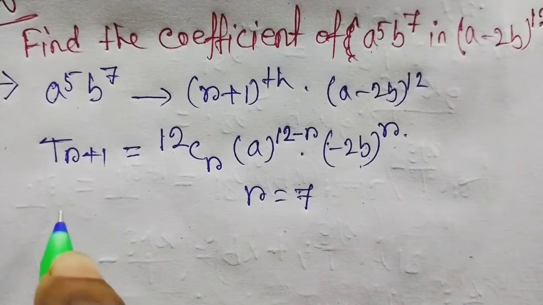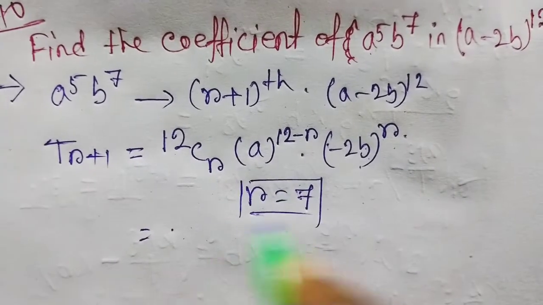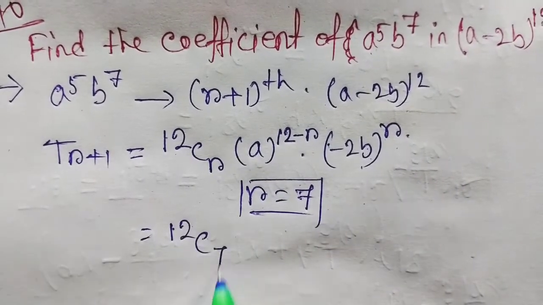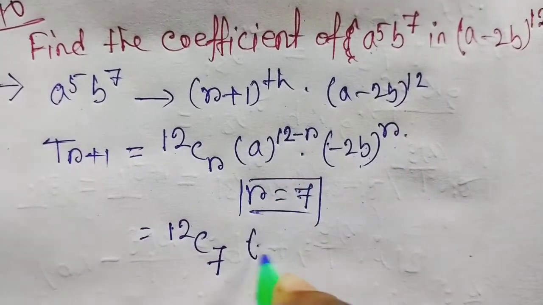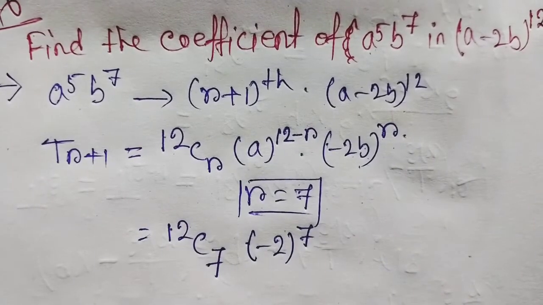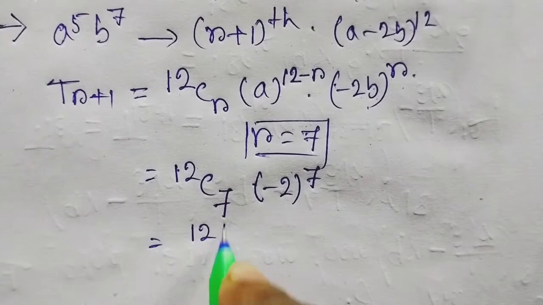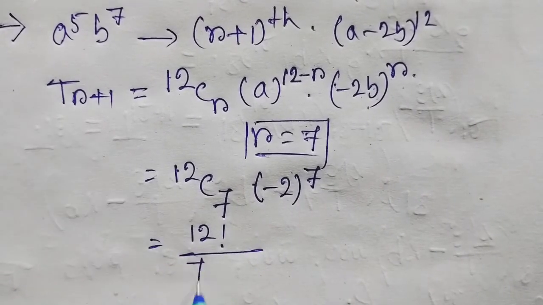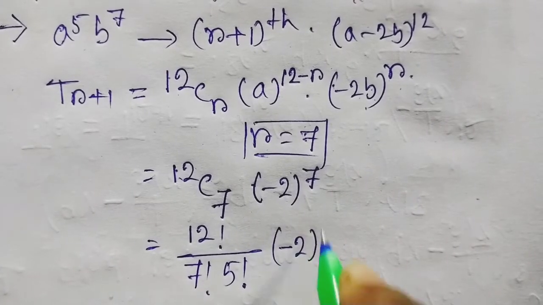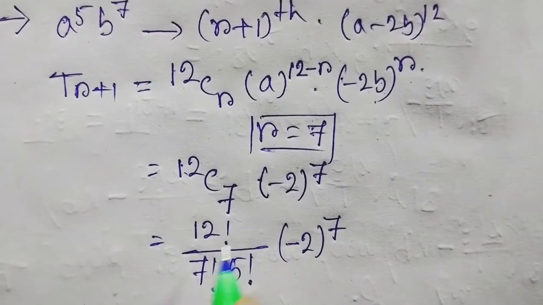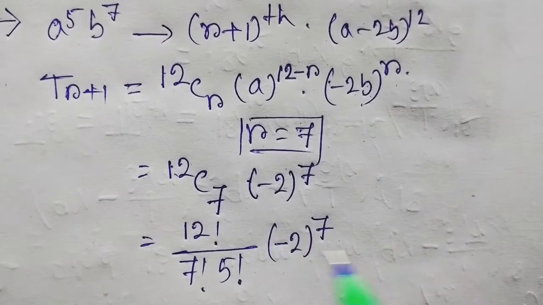So the coefficient of a^5 b^7 is 12C7 into (-2) to the power 7. So 12C7 means 12! / (7! 5!), and here (-2) to the power 7. Now you can find the value of this easily. Okay, do it at your home.